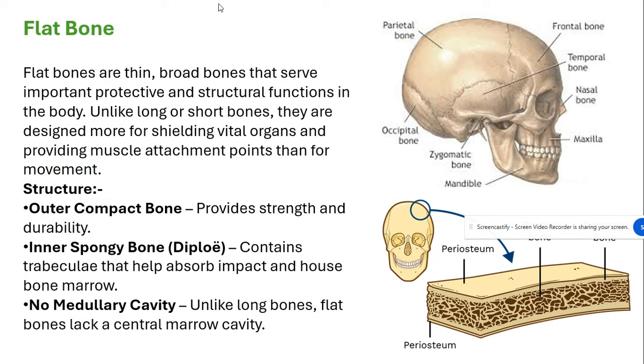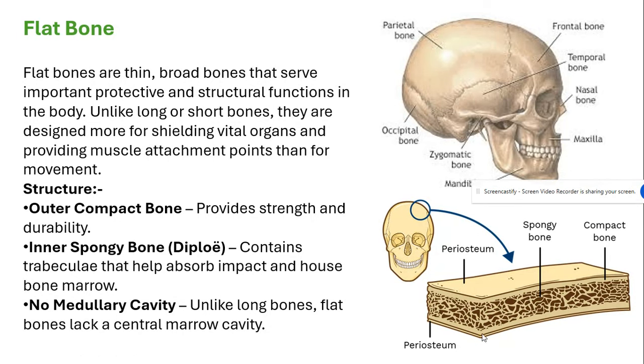All right. Flat bones are thin, broad bones that serve important protective and structural functions in the body. Unlike long or short bones, they are designed more for shielding vital organs and providing muscle attachment points than for movement, okay? Parietal bone, frontal bone, temporal bone, nasal bone, maxilla, mandible, zygomatic bone, occipital bone, all right? Now this is a very good image of a flat bone. Periosteum on the outside, spongy bone on the inside, and compact bone on the outside because it provides durability and stability. Spongy bone provides flexibility, okay?